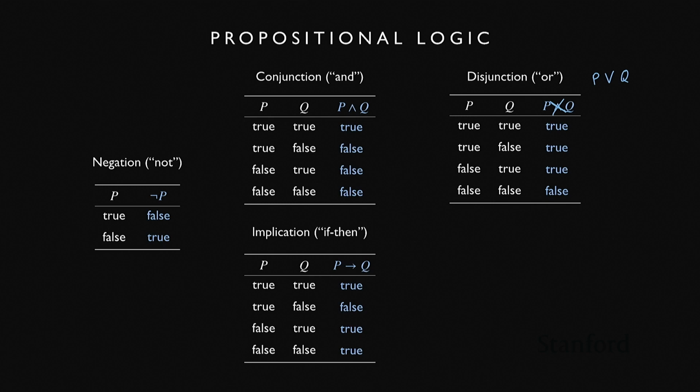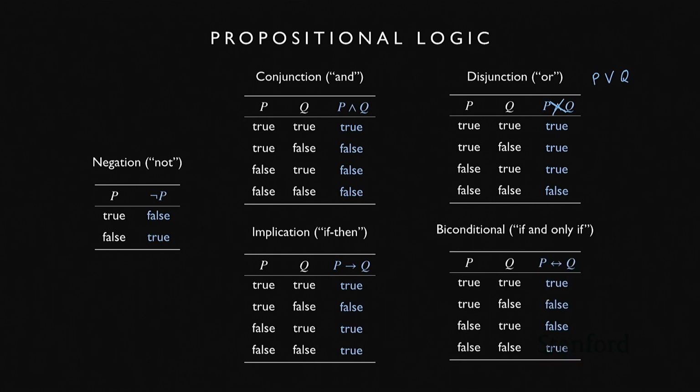Okay, and then finally there is the biconditional. This is like if and only if. And so this is only true if P and Q have the same value. So if P and Q are both true, this will come out to be true. If they're different, it'll be false. And if they're both false, it'll be true.